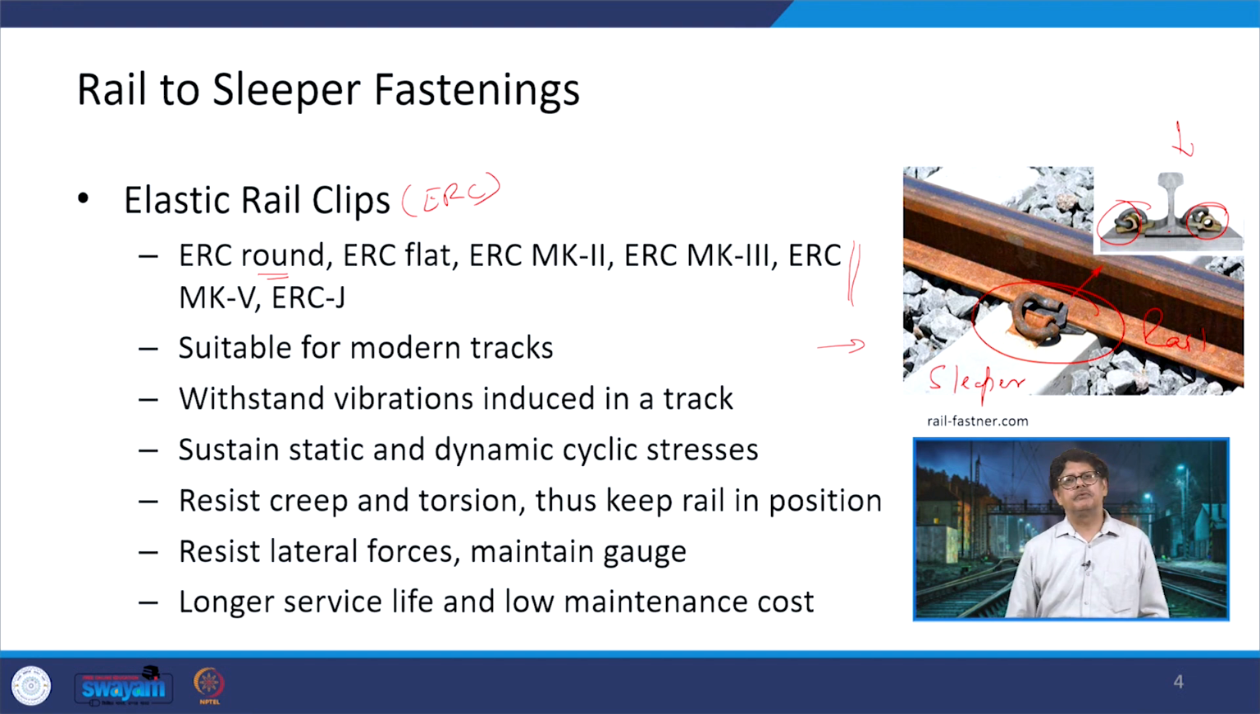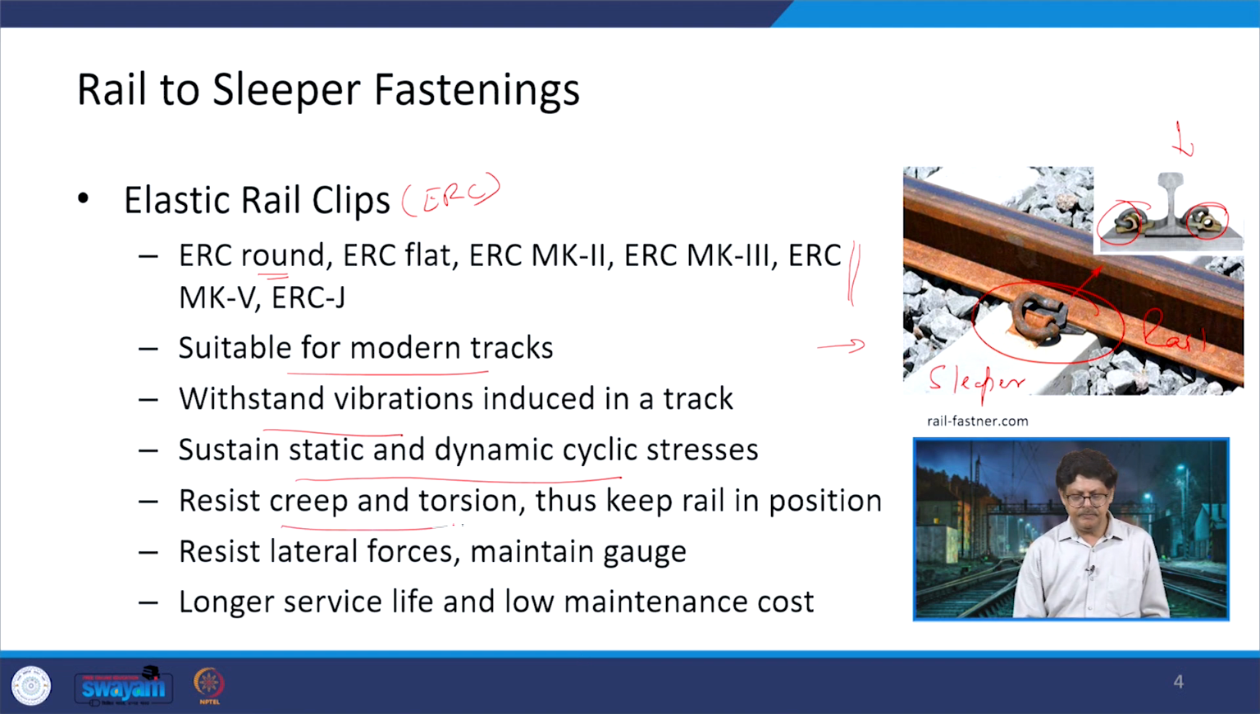These types of elastic rail clips are suitable for modern tracks. As we discussed about the various requirements, they can withstand the vibrations which can get induced in the track because of the lateral and longitudinal movement of the wheel and flanges. They also sustain the static and dynamic cyclic stresses, meaning stresses that appear and go. Any static or dynamic effect can also be sustained.